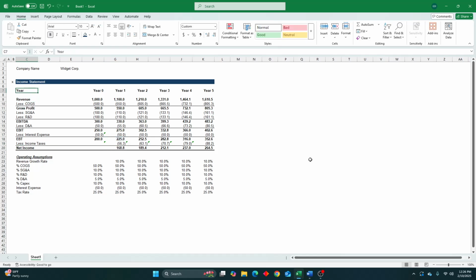So there we go. We have the income statement completely projected out. I also forgot to put in here that this is in millions, just like that. And there you go. You have our income statement projected out.